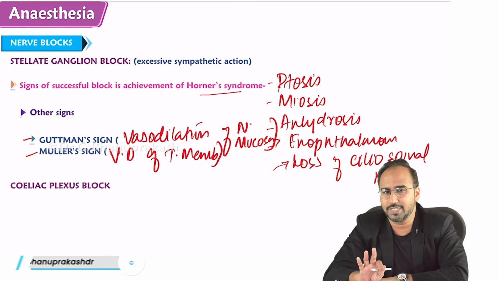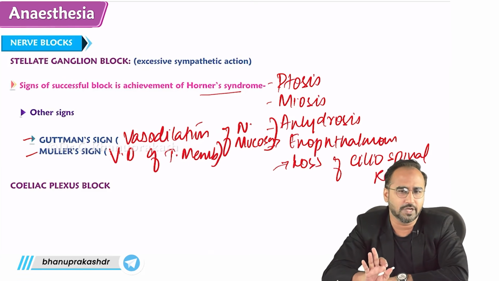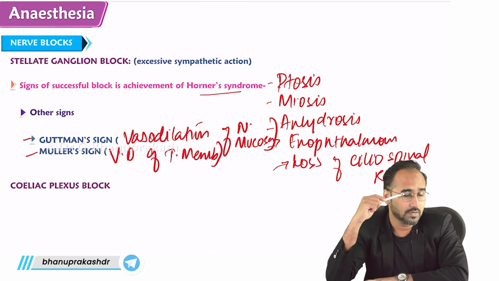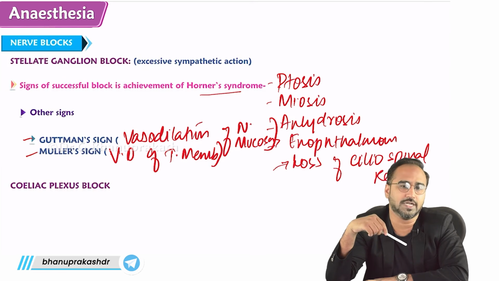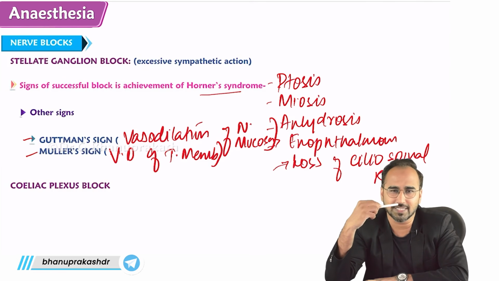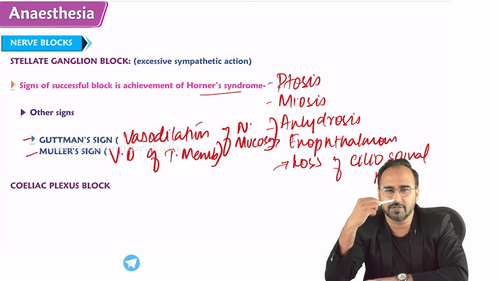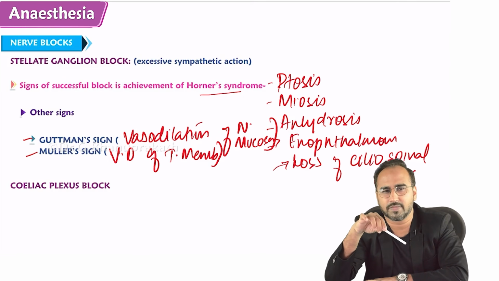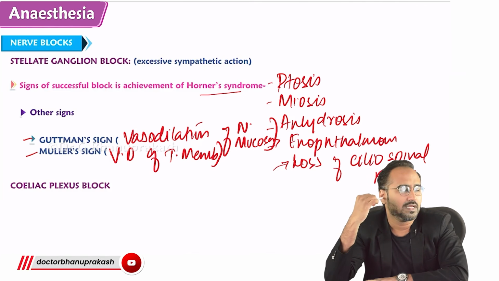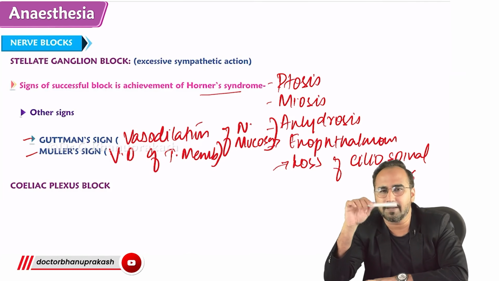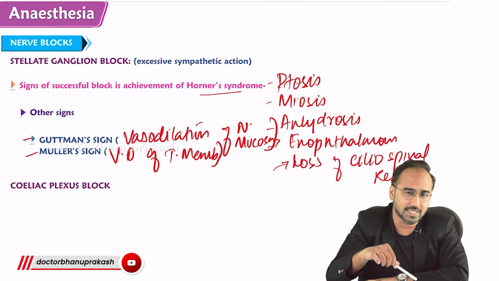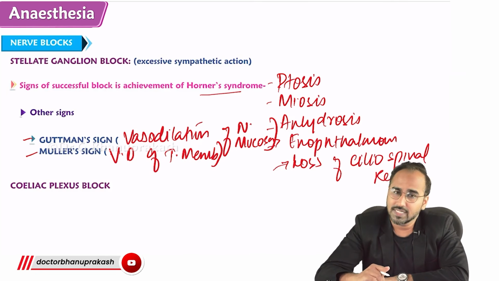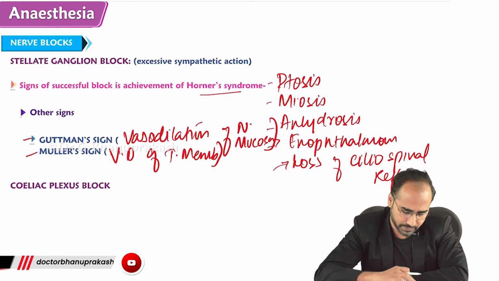So there are 3 signs of achievement of a stellate ganglion block. One is achievement of Horner's syndrome. Other is Gutman's sign, which is vasodilatation of the nasal mucosa. Last is Muller's sign. What is Muller's sign? Vasodilatation of the tympanic membrane, right? These are the 3 signs of achievement of stellate ganglion block, right?